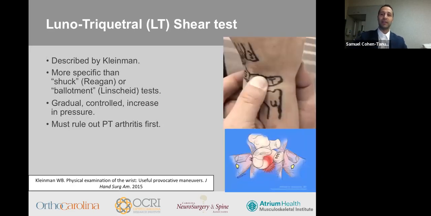For LT tears, several tests have been proposed to assess lunotriquetral tears. Kleinman, who wrote a classic paper on this, describes a shear test, which is also named the Kleinman shear test, which he says is more controlled and specific than the shuck or ballottement test previously described by colleagues. The test is performed by squeezing the lunate dorsally, as you can see in that picture, and then the pisiform volarly. So between your 2 thumbs, that allows for kind of a controlled incremental pressure delivery to that system. And because the energy is transferred to the PT joint volarly, you have to make sure the patient doesn't have PT arthritis, which is actually not uncommon for older patients.